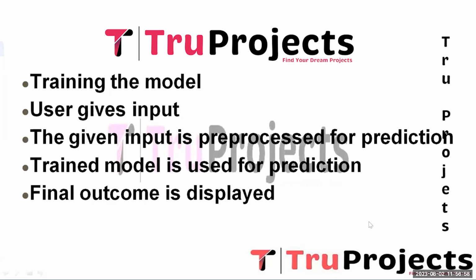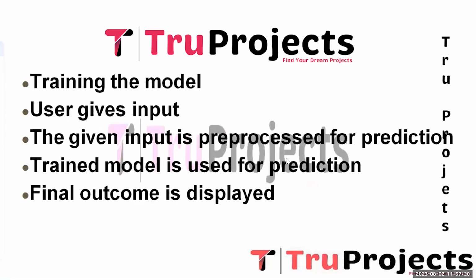The next step is training the model. Train each selected model using the training dataset to learn the distinctive features of the different plant diseases. The next step is the user gives the input. Create a web application using Flask as a Python web framework, allowing the user to upload the plant image for the disease classification. The next step is the given input is pre-processed for prediction.